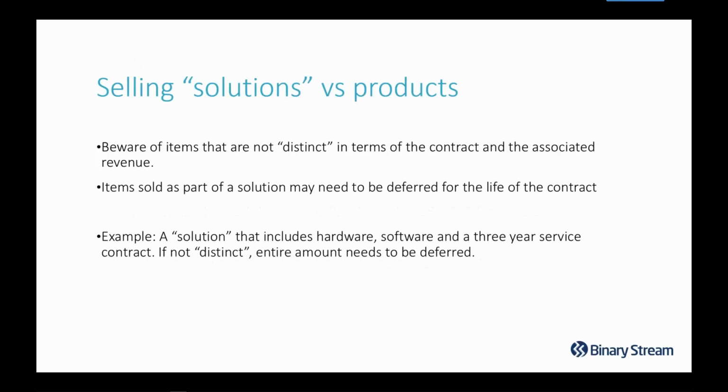All right? Now, solutions versus products. Some items are not distinct in terms of the contract, all right? They may need to be deferred. So for example, you notice a solution that includes hardware, software, and a 3-year service contract, the whole thing might need to be deferred if it's being sold as a package with no differentiation with what's in there. You're just simply selling this package, this service, which includes hardware, software, and a service contract.